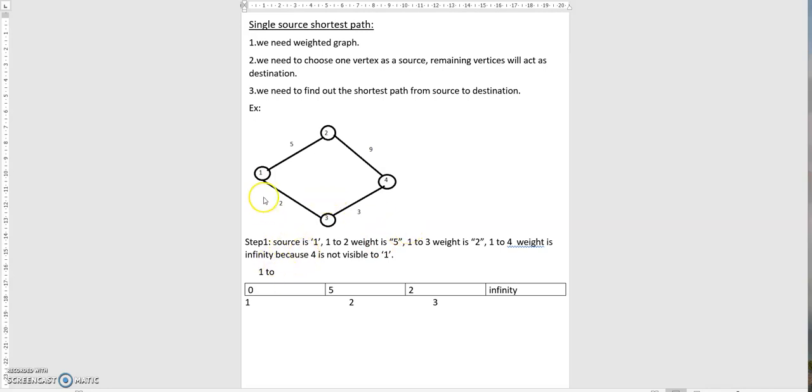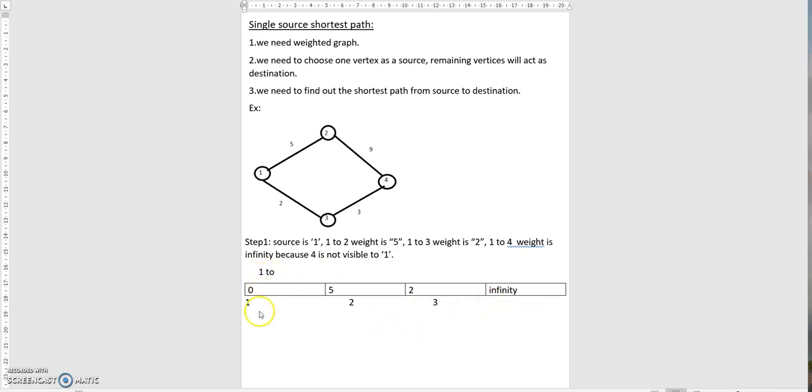In step 1, the source is taken as 1. From 1 to 2, I know the weight is 5, and 1 to 3, I know the weight is 2. But I don't know the weight from 1 to 4 directly. For that, I have taken it as infinity because 4 is not visible to 1 directly. Then this is the array type. This is the shortest path to each and every vertex.